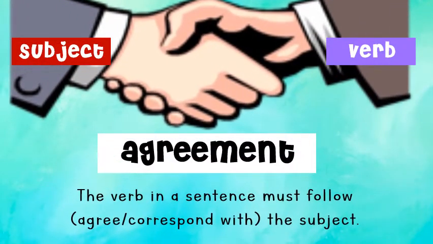Okay, so subject-verb agreement, the verb in a sentence must follow the subject. So dalam ayat, verb dan subject mesti agreement, setuju. Means if the subject is singular, the verb pun kena dalam singular form. If the subject is plural, the verb must be in plural form. Okay, that is the basic for subject-verb agreement.